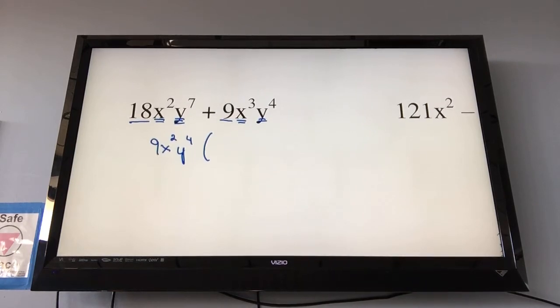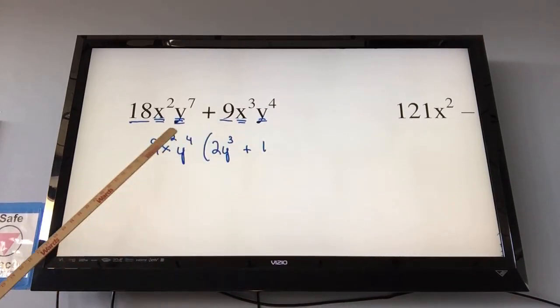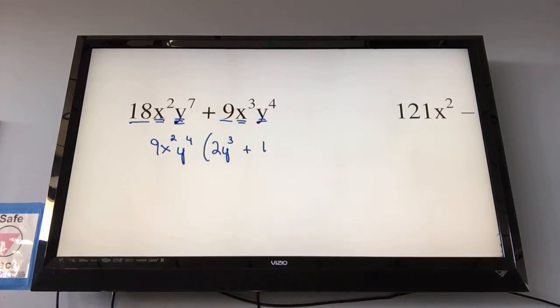Then I divide. 9 divided into 18 is 2. X squared from x squared, so 2 from 2 is gone. Y to the 4th divided into y to the 7th, 4 from 7 leaves me 3. Plus 9 divided into 9 is 1. On my x's, 2 taken from 3 leaves me 1. And y to the 4th from y to the 4th is gone. I would not have to have the 1 there, but it certainly can be there.